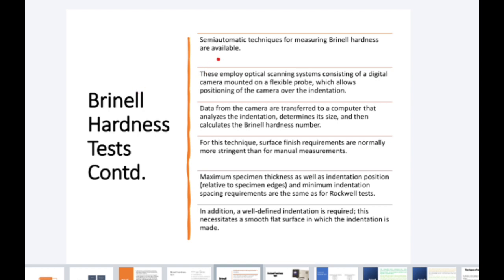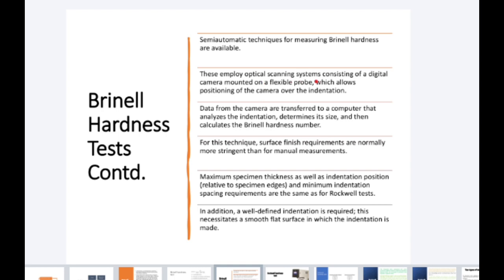The semi-automatic techniques for measuring Brinell hardness tests are available. What they do, they make a dent and they tell you the diameter, somehow semi-automatic and even fully automatic. What you see in the Vickers hardness test, that machine is fully, you can say, automatic. You put the specimen, and once you start, then you can find everything, but not that much fully automatic. You know, you have to press some button to see this one, right? But there are other machines as well.